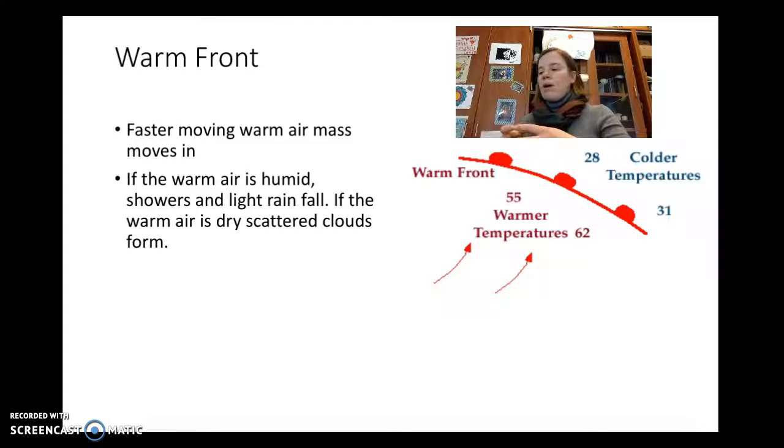So I want you to write down that warm air moves in, right? And that if it's humid, these are the types of weathers that you have to know are coming. So it's either showers or you've got clouds at the very least.